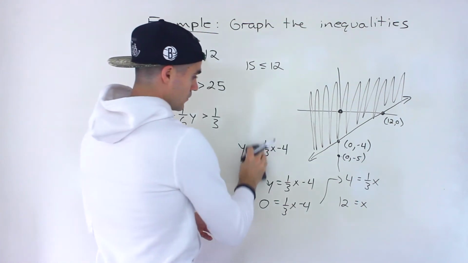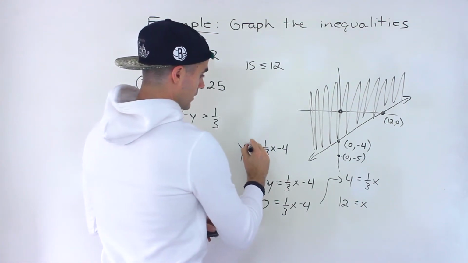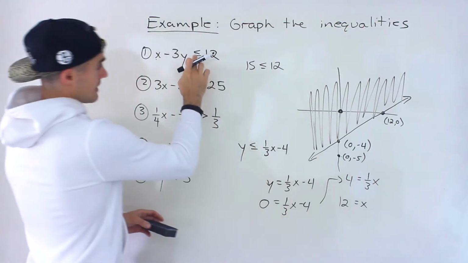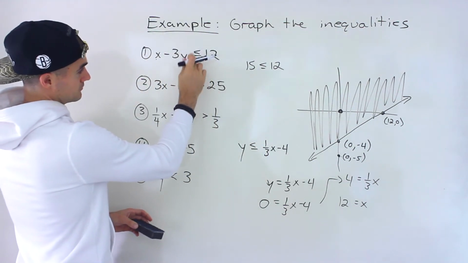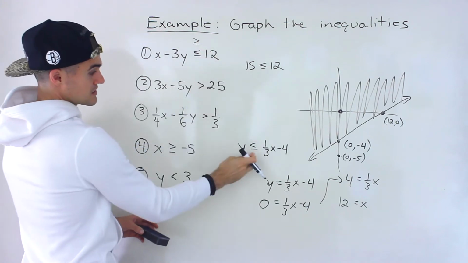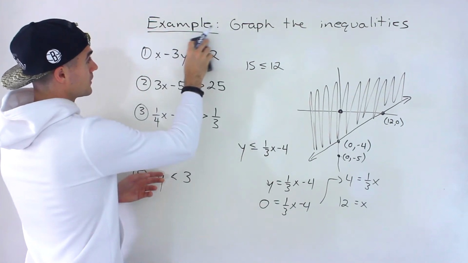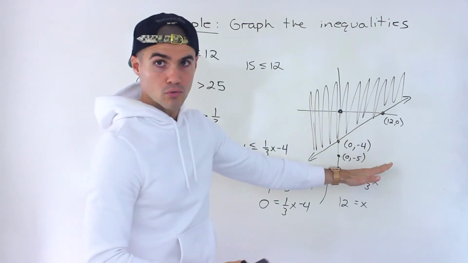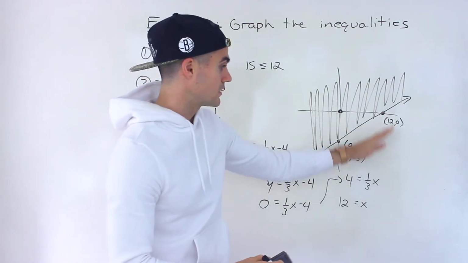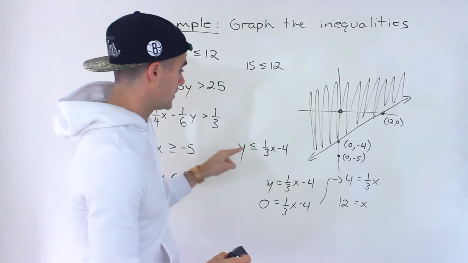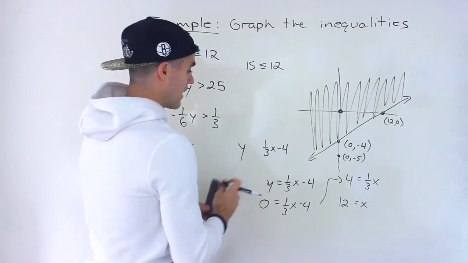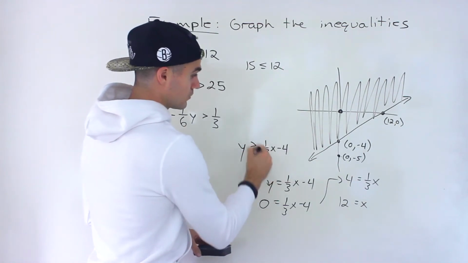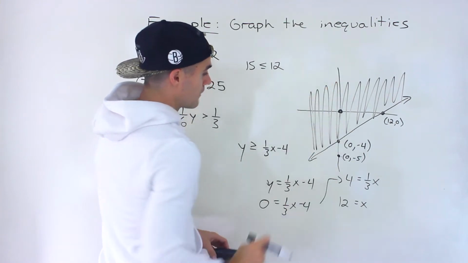What if this was flipped? What if we ended up getting this, which means that this sign would be flipped, like a greater than or equal to sign? This is the solution that we would end up getting. Well, if this was flipped, it'd be all the y values below the line, so this area here would be shaded, because it was all the y values greater than or equal to that line.